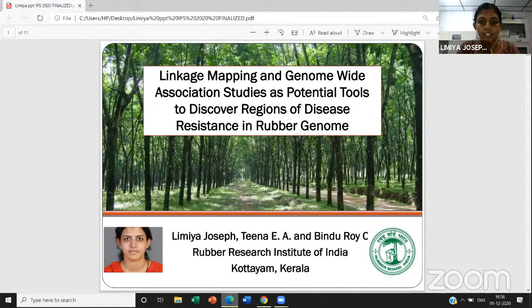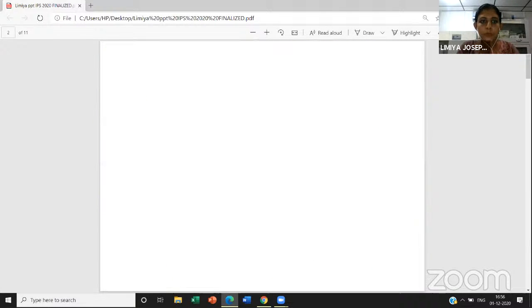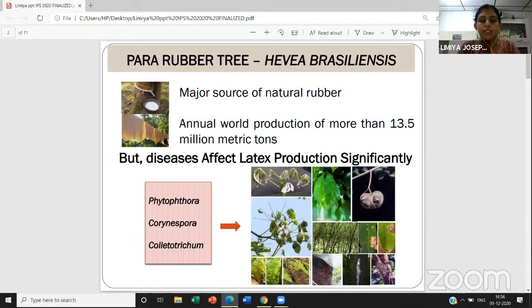My topic is linkage mapping and genome-wide association studies as potential tools to discover regions of disease resistance in the rubber genome. Hevea brasiliensis, as we all know, the para rubber tree, is an economically important crop as it produces latex of commercial utility. Several diseases or pathogens cause significant reduction in its growth and latex production, leading to significant economic loss. Phytophthora, Corynespora, and Colletotrichum are the three major pathogens reported in rubber tree.